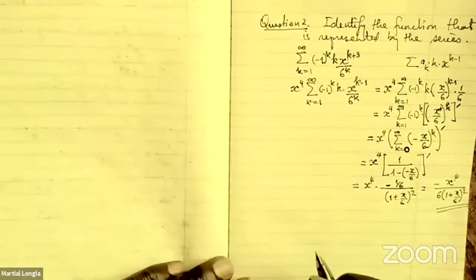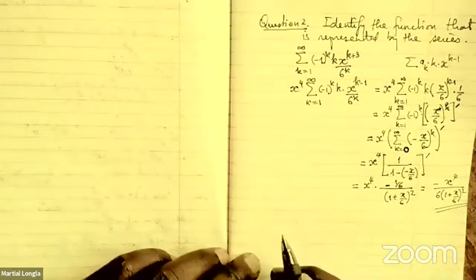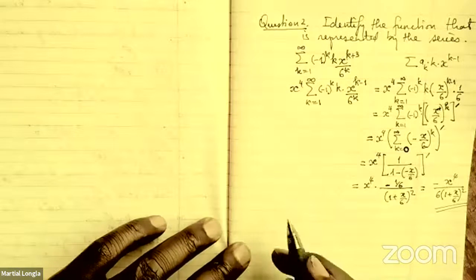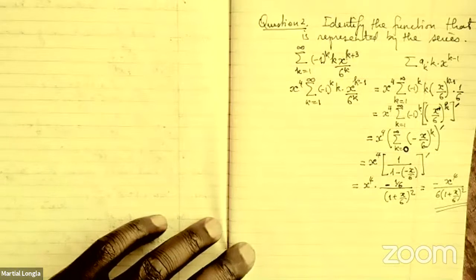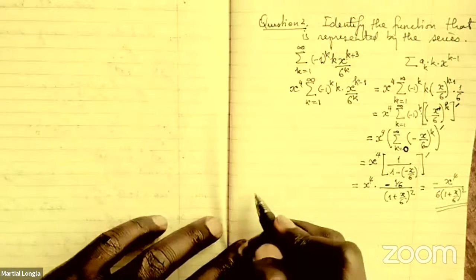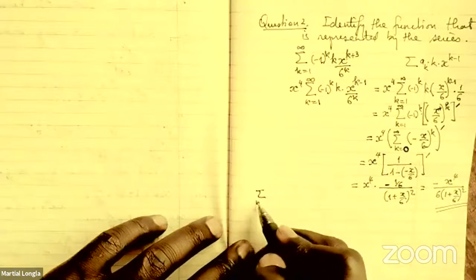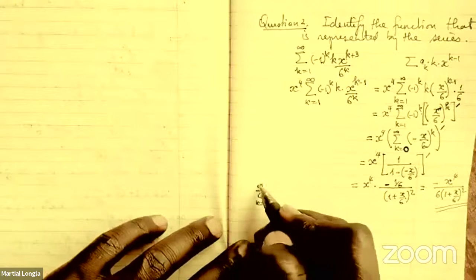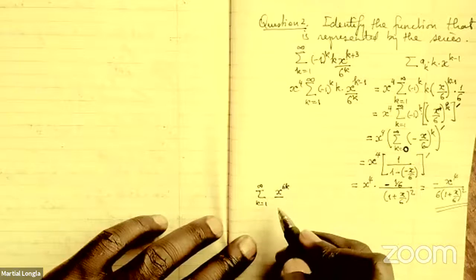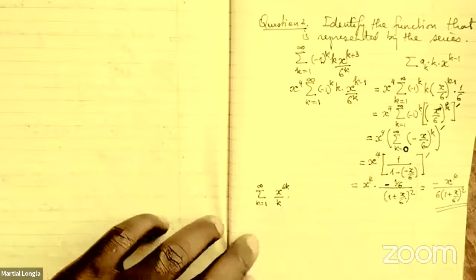So the next problem is the same question as the previous one, just with a different series. Identify the function represented by the following series, and the series is sum k from 1 to infinity x to the power 6k over k. It's the same kind of question, but this time with a different twist.